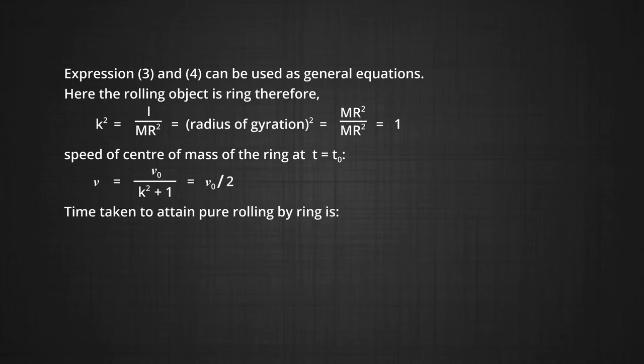We substitute the value of k as 1 here, so v becomes v naught upon 2. The time taken to attain pure rolling by the ring can be determined as t naught is equal to v naught divided by mu times small g within the brackets 1 plus 1 upon k square. Substituting the value of k as 1 in this, we get v naught upon 2 times mu into small g. Now, we have done the translational motion and rotational motion.